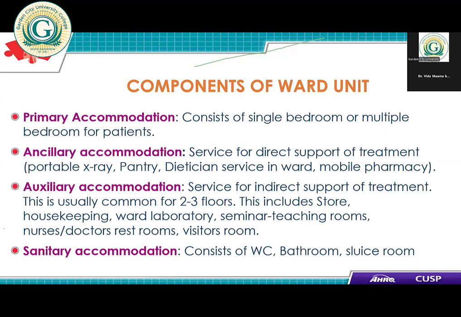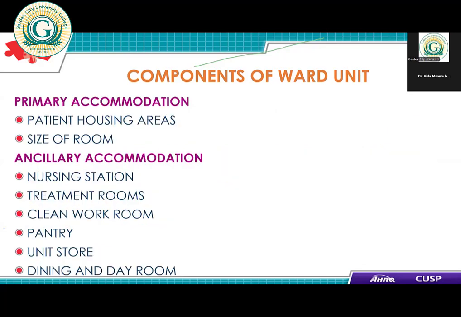So these are the things that we can also have to also help in managing the ward. And the sanitary accommodation consists of what? Consists of WC, bathroom, and service room. Okay. And with the primary accommodation, you can have what? Patient housing area, size of room, I've done this.